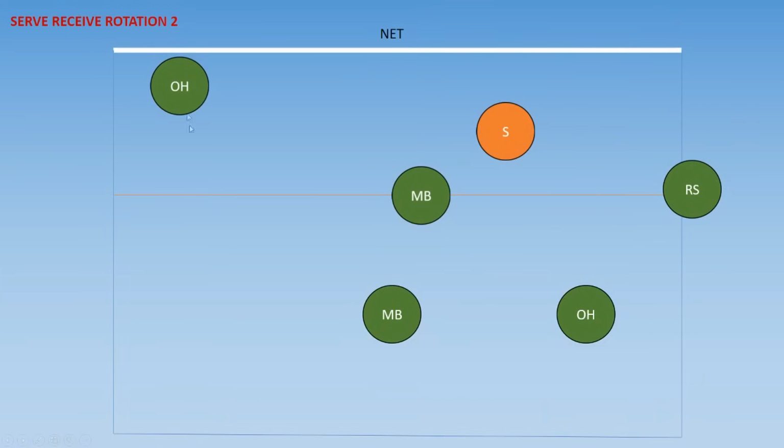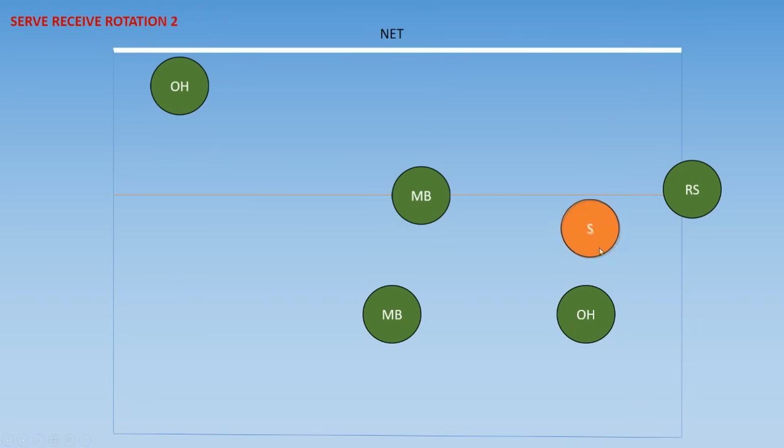So again, now that the ball has crossed the net, we need to get back into base positions. So try and remember where everyone needs to go. This outside hitter needs to get here. The setter needs to get here. And the middle blocker and the right-sided hitters are already in the correct position. They just need to get up into the front row in order to block for the opposing team spike.